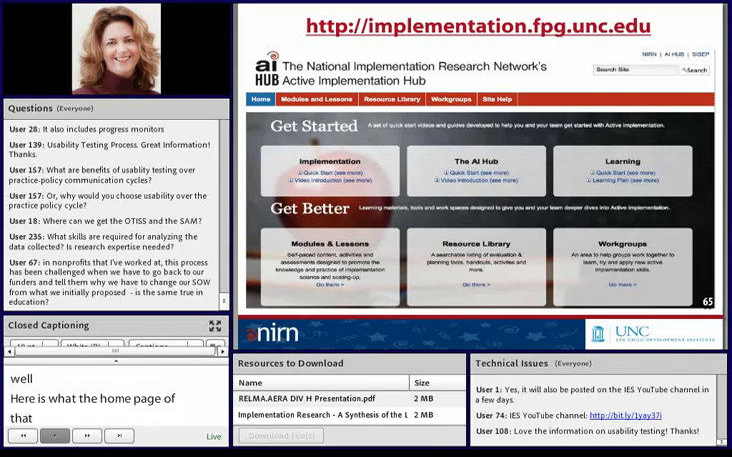So we have some really nice get started videos, video introductions and quick starts to what is implementation, how can I use this active implementation hub, and what would be a suggested learning plan? Where would you suggest I start to learn more about implementation science? That is all available right there under the Get Started. And then under Get Better, we have our different modules and lessons, as well as our resource library and work groups that we use when we're providing training and coaching supports to different groups.